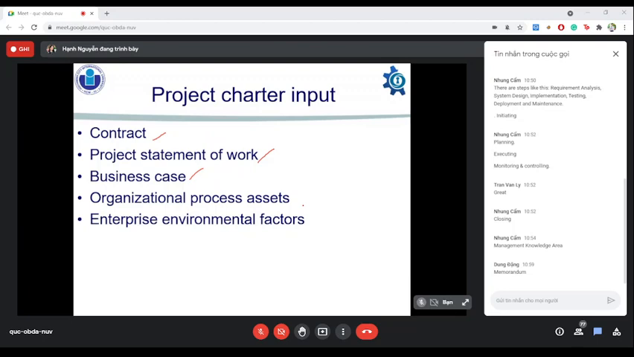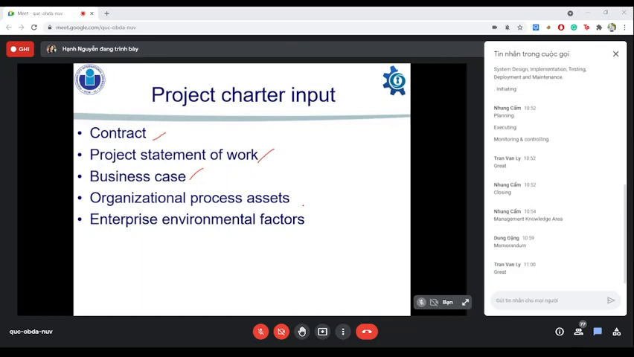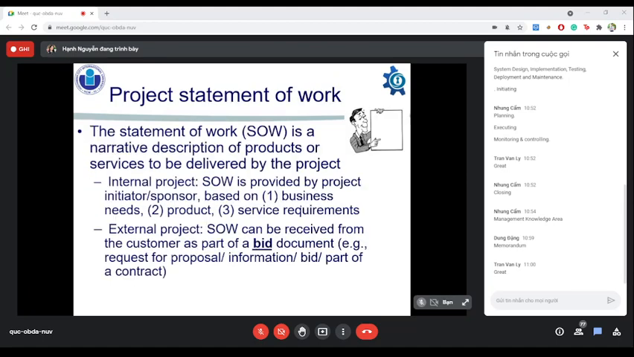Thank you very much. Okay, that's a perfect answer. People may talk a lot about a contract, but depending on the situation, you can choose the type of agreement suitable for your business needs. Next one, which I think is more important, is the project statement of work. So what is a project statement of work? You saw it a lot in procurement management in the previous course, but I just want to remind you, it's a description of the products or services delivered by the project.